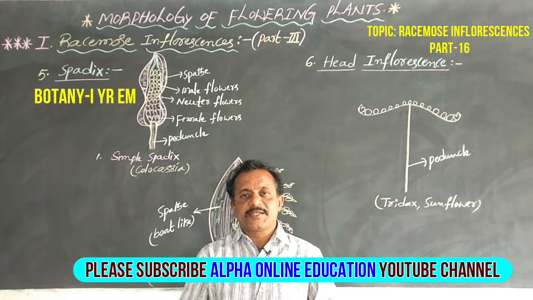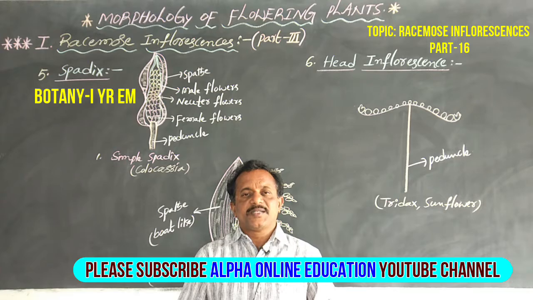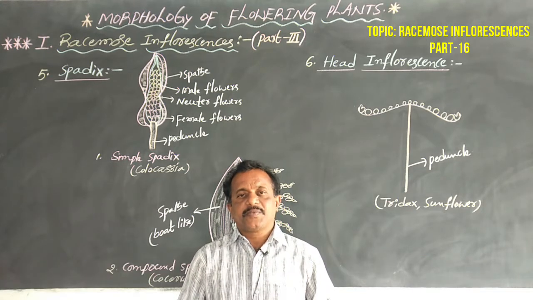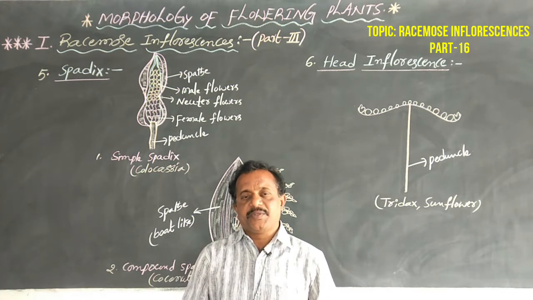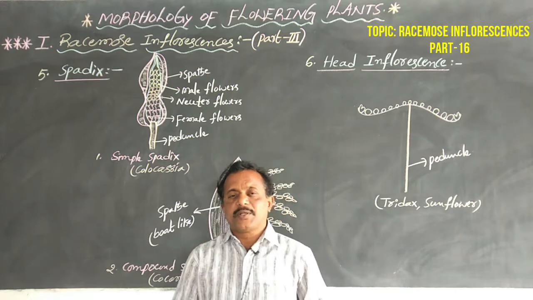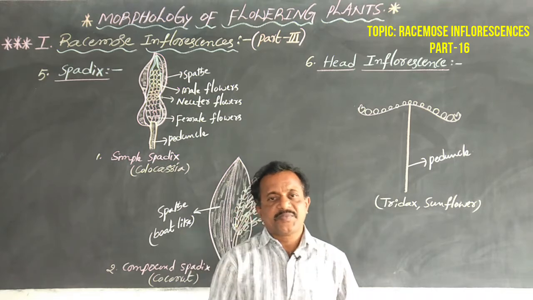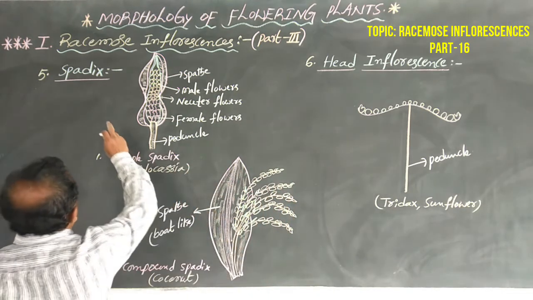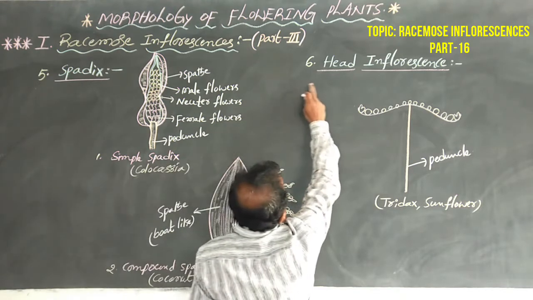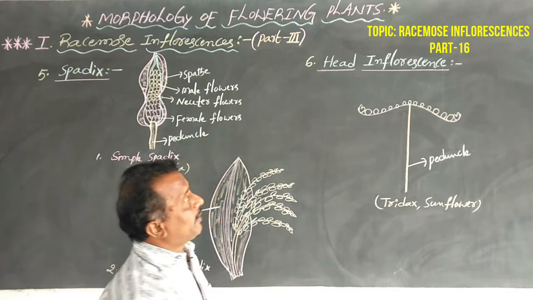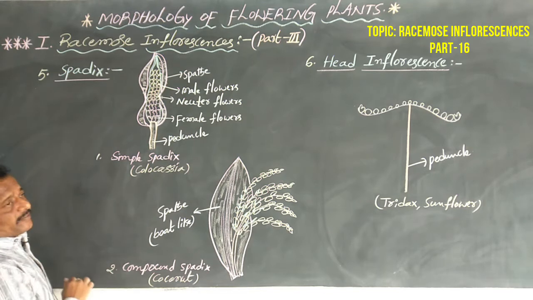In previous classes we discussed the racemose types of inflorescences such as raceme, corymb, umbel and spike. Today we are going to discuss the remaining two racemose inflorescences: the fifth type, that is spadix, and the sixth type, that is head inflorescence. First, let us discuss the spadix.